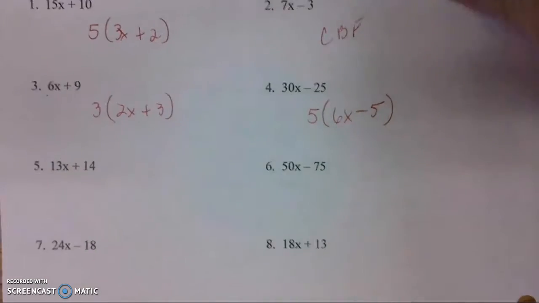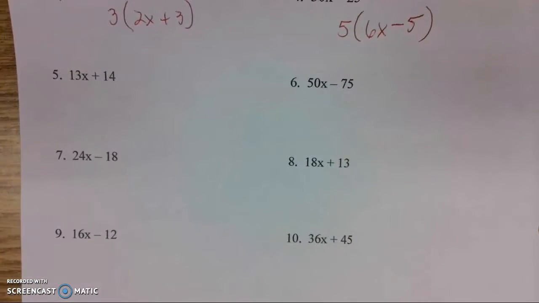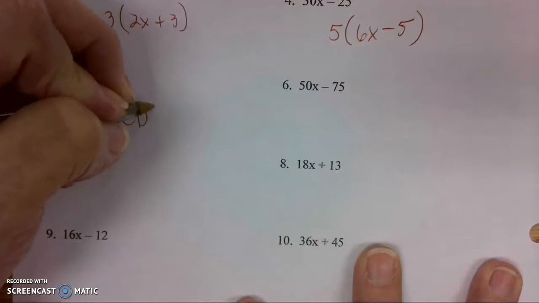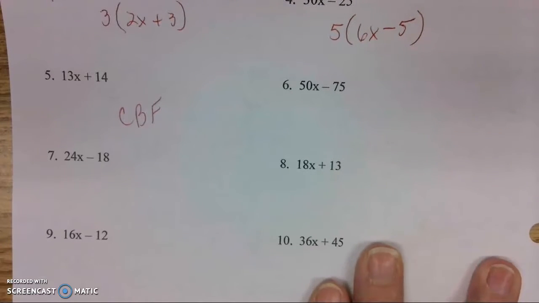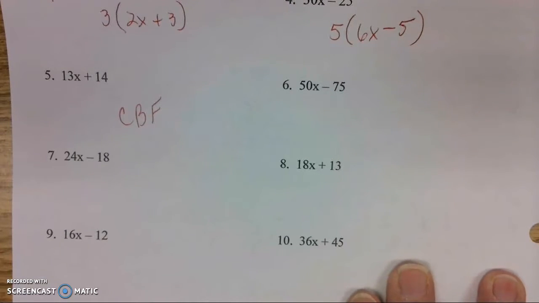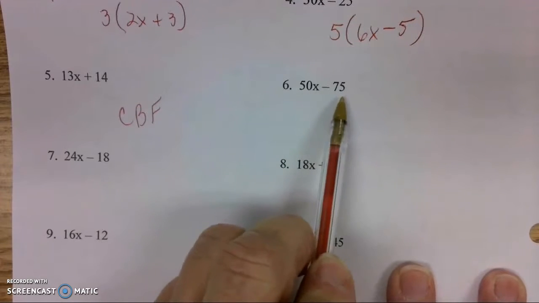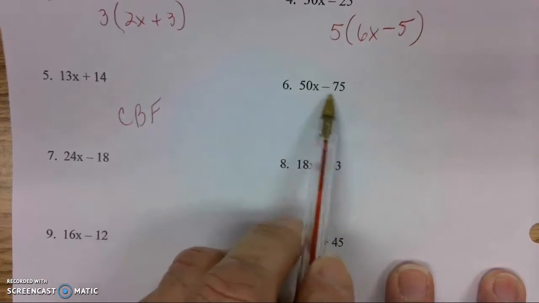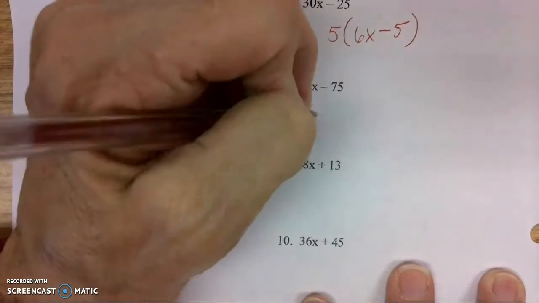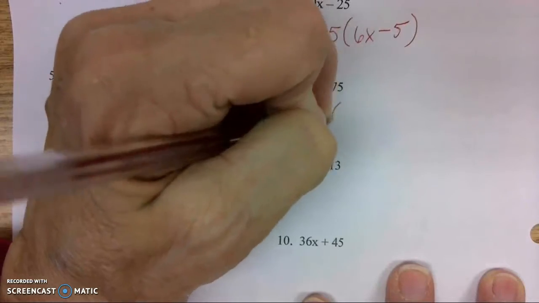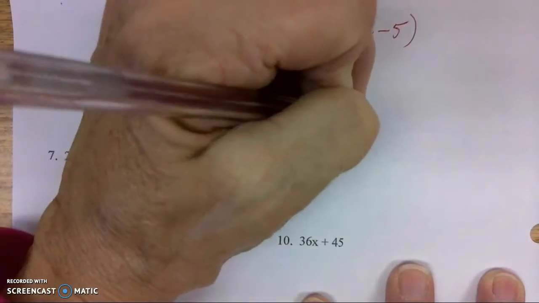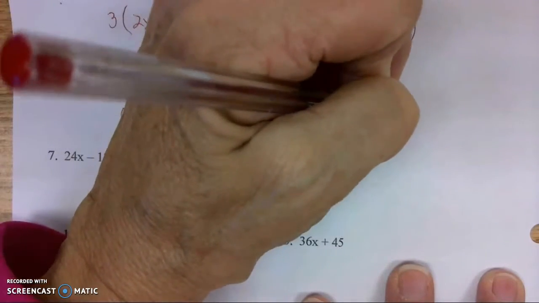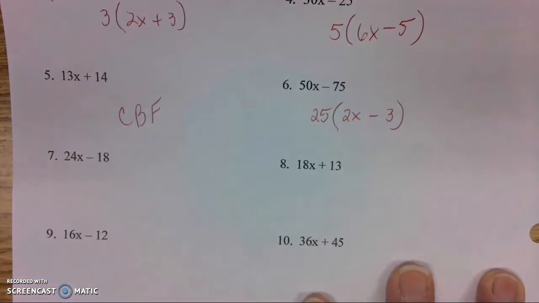On number 5, notice my numbers are 13 and 14. Well, there is no common factor except 1, so good old CBF, cannot be factored. On number 6, now be careful, because yes, I could take out a 5, but remember, I want the greatest common factor. Well, the greatest common factor of these two numbers is 25, because 2 times 25 is 50, and 3 times 25 is 75.